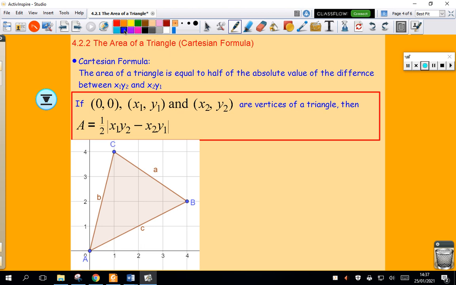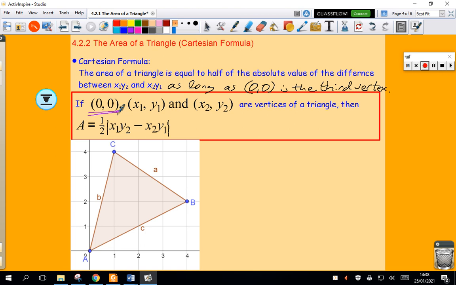Okay? Key detail is this, of course, as long as one of the points, one of the vertices, I should say, as long as 0, 0 is the third vertex. That's really important. So if 0, 0, x1, y1 and x2, y2 are the vertices of a triangle, then the area of that triangle can be written as 1/2 of the absolute value of x1, y2 minus x2, y1. So really important. This is the thing that people forget. 0, 0 has to be one of the vertices of the triangle for this formula to work.